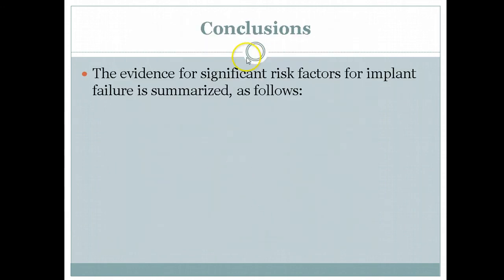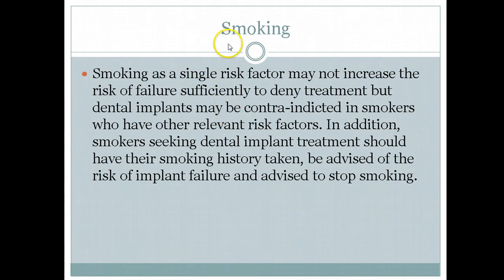So in conclusion, the evidence for significant risk factors for implant failure is summarized as follows. Smoking. Smoking as a single risk factor may not increase the risk of failure sufficiently to deny treatment. All right, so we discussed that pretty hard. But dental implants may be contraindicated in smokers who have other relative risk factors, so, problem by addition. In addition, smokers seeking dental implant treatment should have their smoking history taken, be advised of the risk of implant failure, and advised to stop smoking.